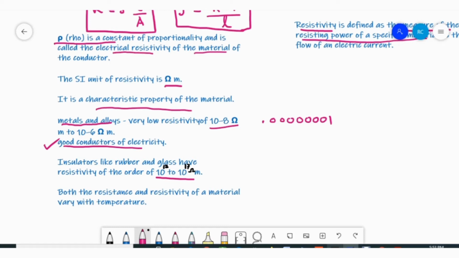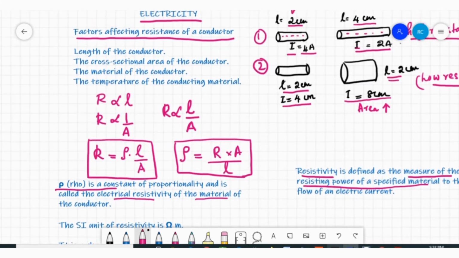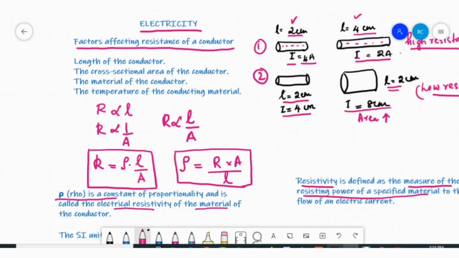Both the resistance and resistivity vary with the temperature. So basically there are four factors that affect the resistance of a conductor, and for deriving the formula we have considered only two factors. The first one is the length of the conductor and the second is the cross-sectional area of the conductor. When the length of the conductor increases, resistance increases.